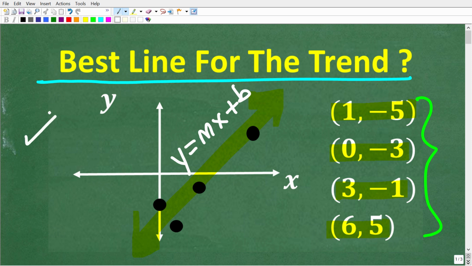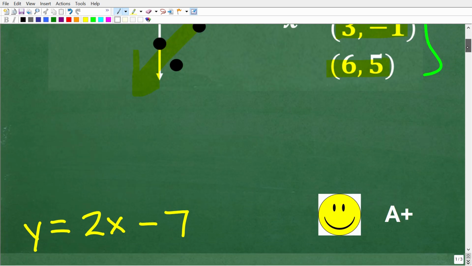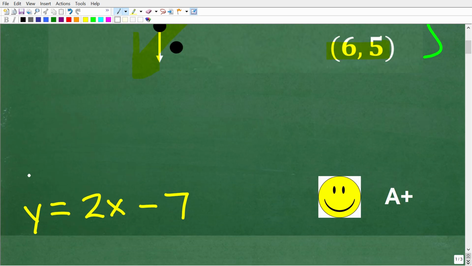And the topic that we're talking about here is something called scatter plots. This is really important, not only in algebra, but in courses like statistics as well. Okay, so let's take a look at the answer. The correct answer is y is equal to 2x minus 7. So if you got this right, well, you definitely get a happy face and an A plus.